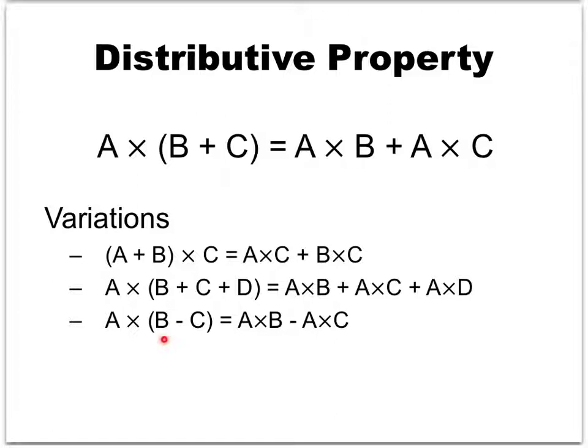This last variation is where we have subtraction here instead of addition. Again, we can distribute that A across, A times B and A times C, but in this case we're going to subtract rather than add.